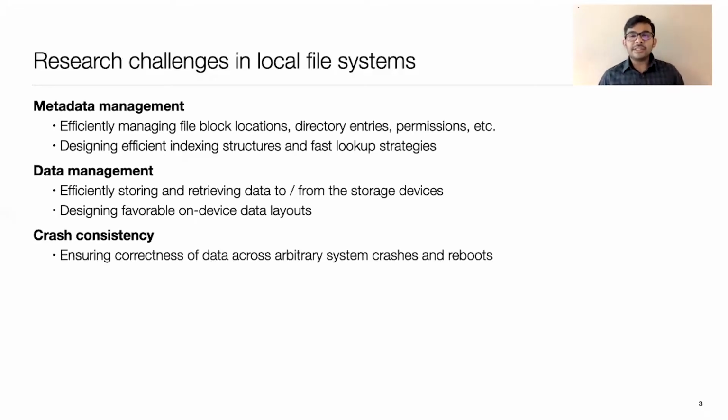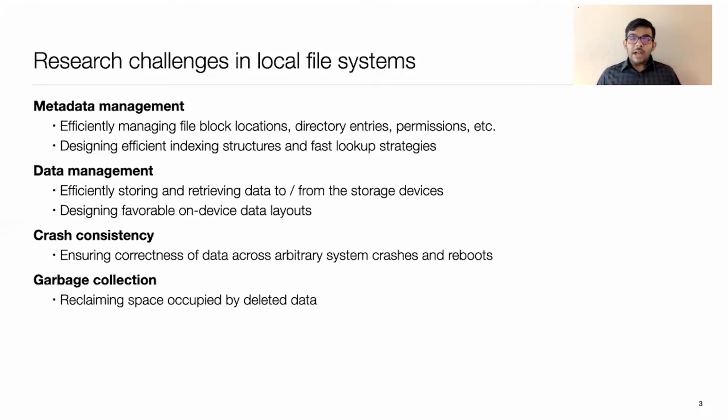The next is crash consistency. So systems crash often, and when you store data on persistent storage media using something like a file system, you want to be able to get that data back if there's a crash or even across reboots. And the crash consistency mechanism of a file system ensures the correct retrieval of data in events of crashes or reboots. Garbage collection is the challenge that deals with reclaiming dead space, which is often created because of deletions. And you want to be able to reclaim the space so that you have enough space to write new data.